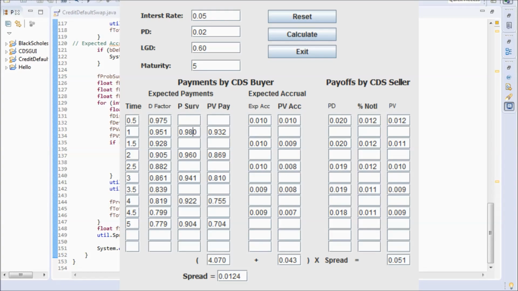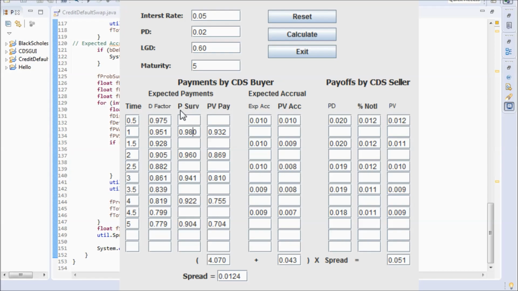In this model, I'm considering 1 unit of the notional. If you have $10 million of this ABC Corporation bond, you just multiply my result by 10 million. That will give you the dollar amount of the CDS price. So on the left side are payments by the CDS buyer. Now this part is showing expected payments.